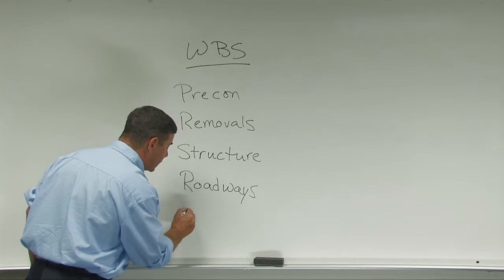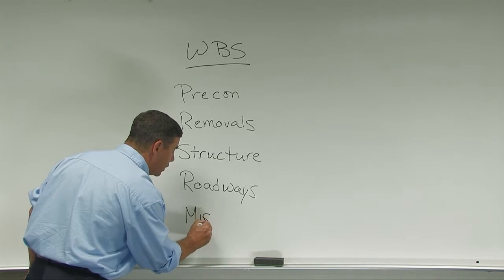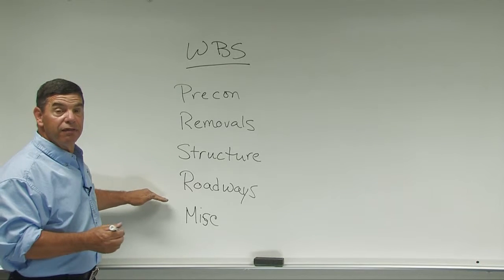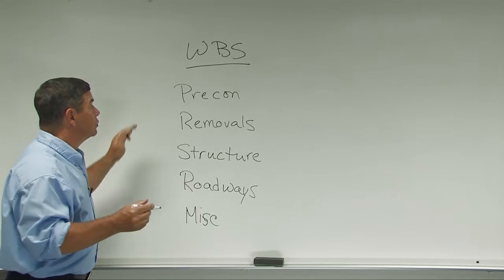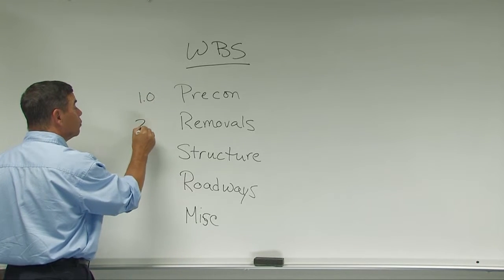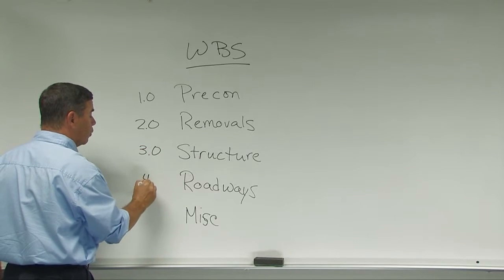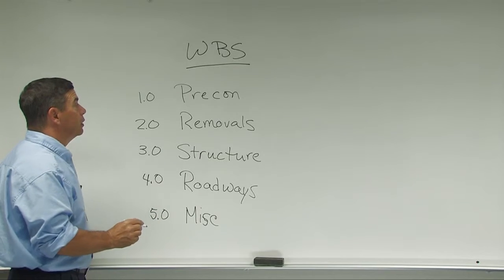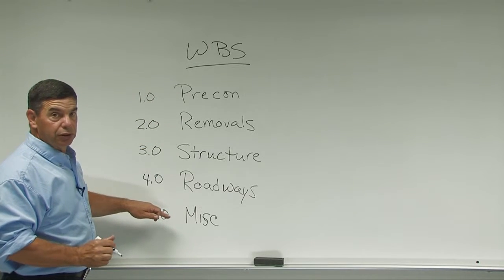And then we need a category of cleanup. We'll just call this one miscellaneous. So these are my 5 basic categories in the work breakdown structure. So we will give numbers to these. Pre-con will be 1.0, removals 2.0, structures 3.0, roadways 4.0, miscellaneous 5.0. Now, underneath each of these can be other sections.